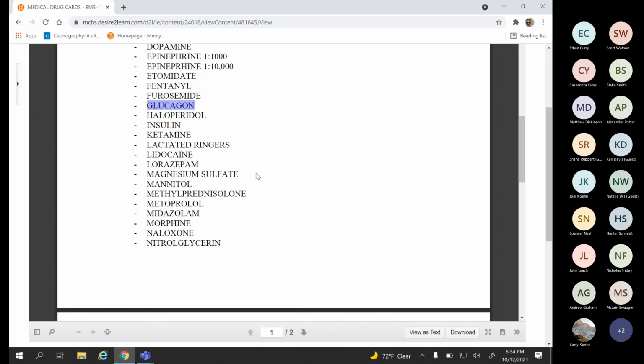All right, haloperidol or Haldol. I kind of spoke about that a little bit. Antipsychotic, generally used to treat schizophrenia. You'll see this more in hospital. Some services, maybe if you've got a long transport time, some services do carry Haldol if needed. But again, this is mainly going to be your hospital-based EMS services that are going to carry those.